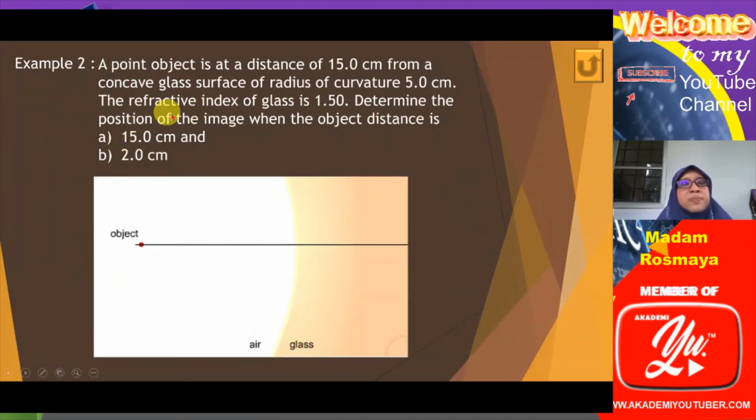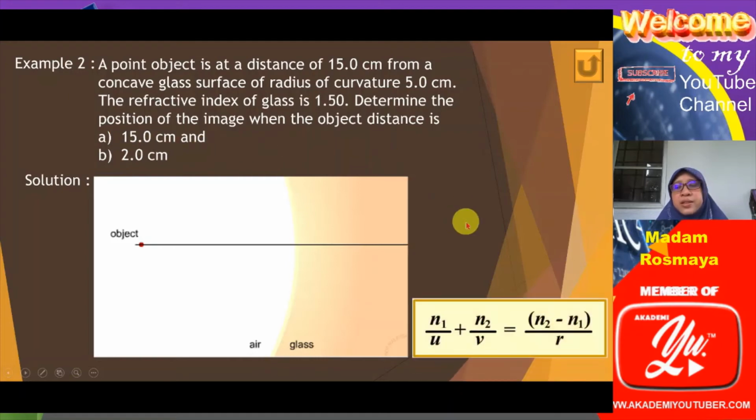Second example. A point object is at a distance of 15 cm from a concave glass surface of radius of curvature 5.0 cm. The refractive index of glass is 1.50. Determine the position of the image when the object distance is 15 cm and 2 cm. For the solution, we solve for 15 cm first using the equation here.